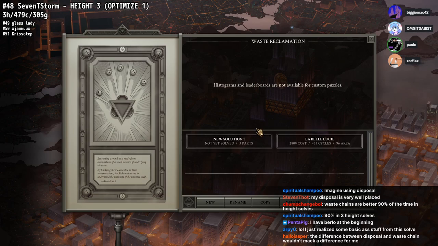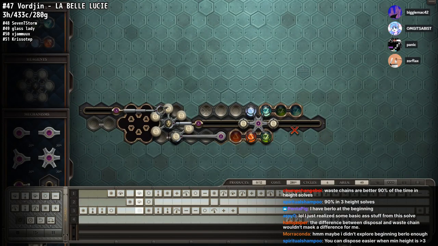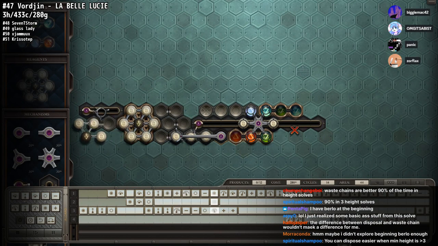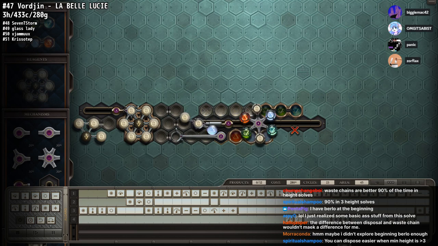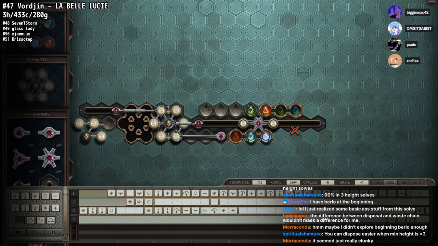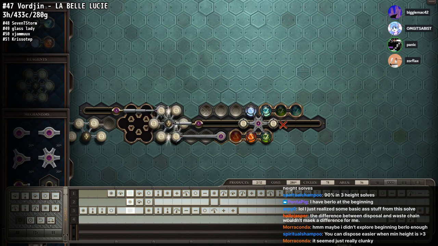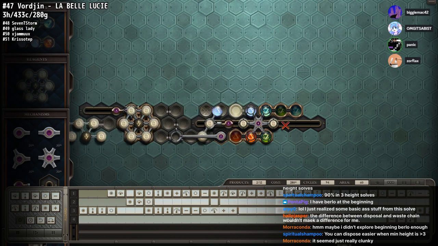All right, next up at 433 cycles, we have Vorjin. I don't think I've seen this name before, so welcome, Vorjin. This one is making one input at a time. Oh, and it's got the burlow on the track. That's kind of cool to get out of the way. And it's earning a waste chain. Yeah, that's a clever waste chain.